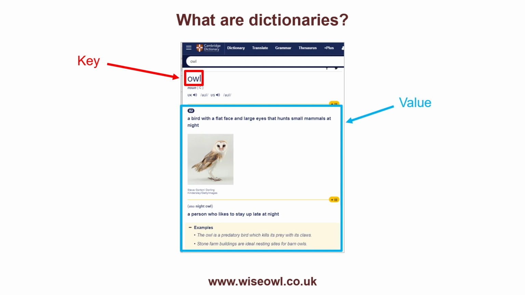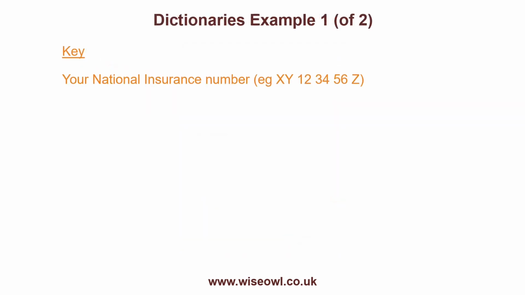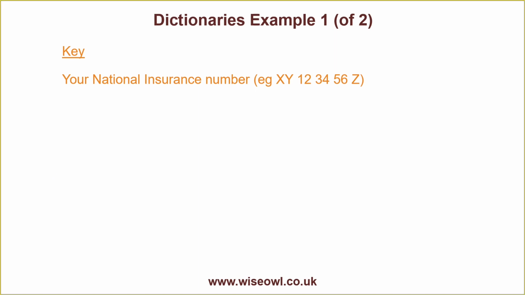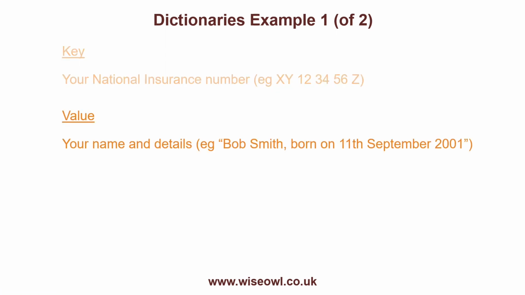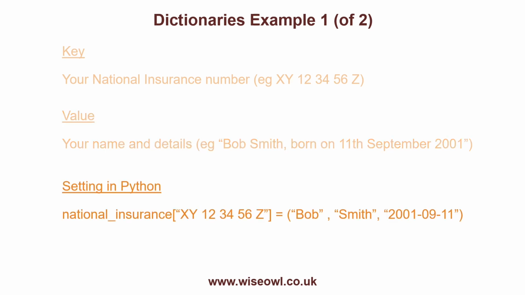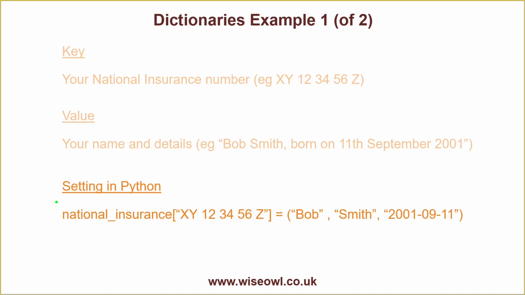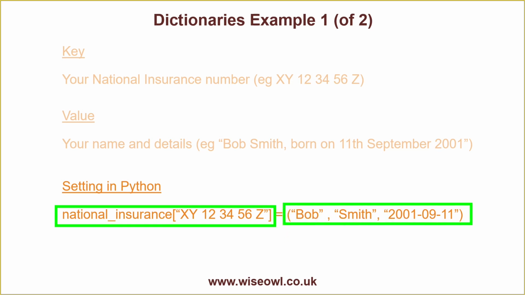So let's look at a couple of realistic examples of how you might use a dictionary. For the first one, let's assume that you have a national insurance database. You give your national insurance number, and I really hope at this point that this national insurance number doesn't belong to anyone, and if it does, I do apologise. So you give somebody your national insurance number, and the dictionary gives you back their name and details. So if you wanted to set this in Python, you would type in something like national insurance square brackets and then the key value, and you'll get back, in this case, a tuple, giving 3 bits of information about that person: their first name, their last name, and their date of birth.